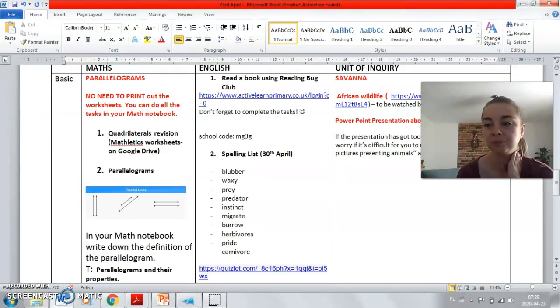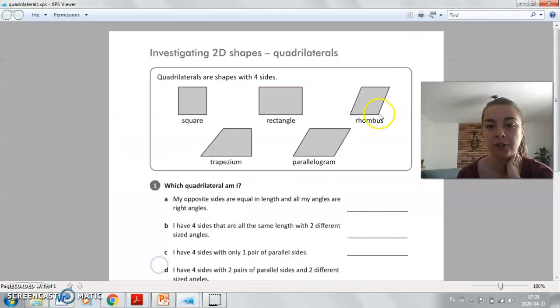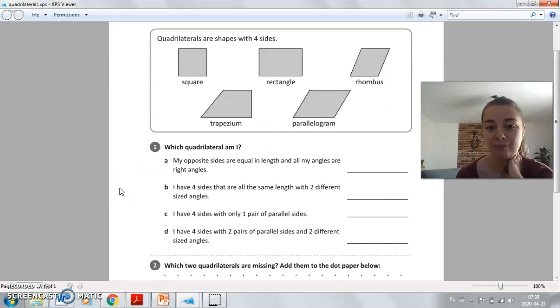So let's go to our tasks for today. So today in maths, I would like you to revise quadrilaterals, and on Google Drive you will find the worksheet attached. So there is no need to print it out because, as you can see, there are 4 riddles. Okay, you've got the quadrilaterals presented here, and now 4 riddles, and I just want you to write the name of the quadrilateral. Okay, so in your math notebook you can write 1A, B, and your answer.